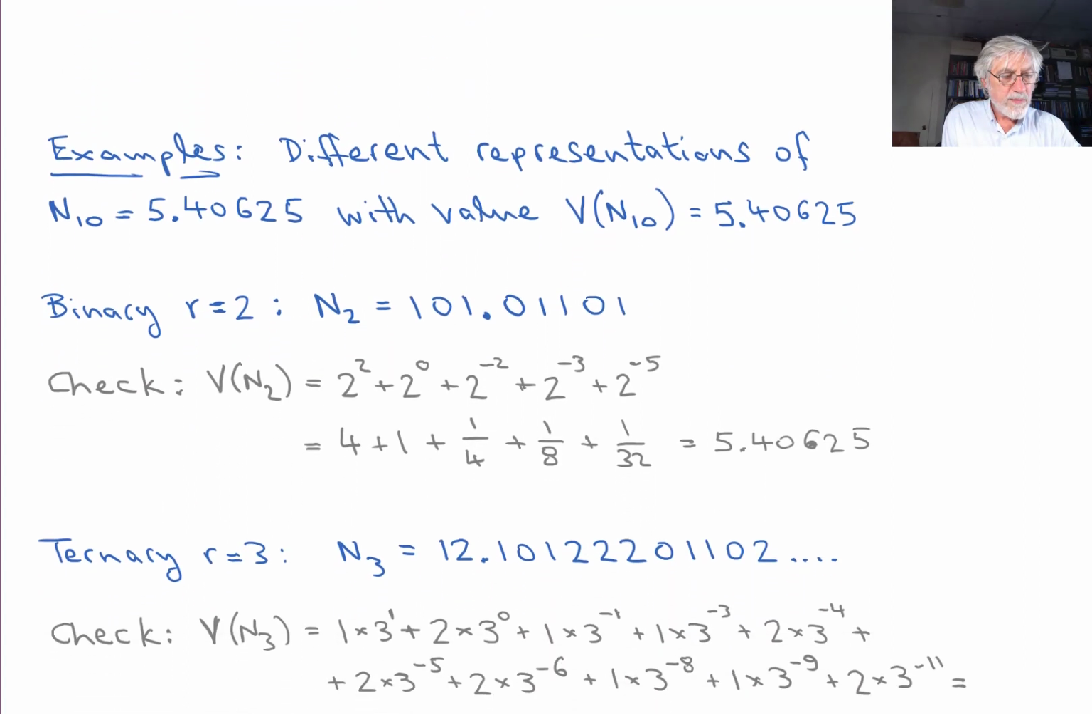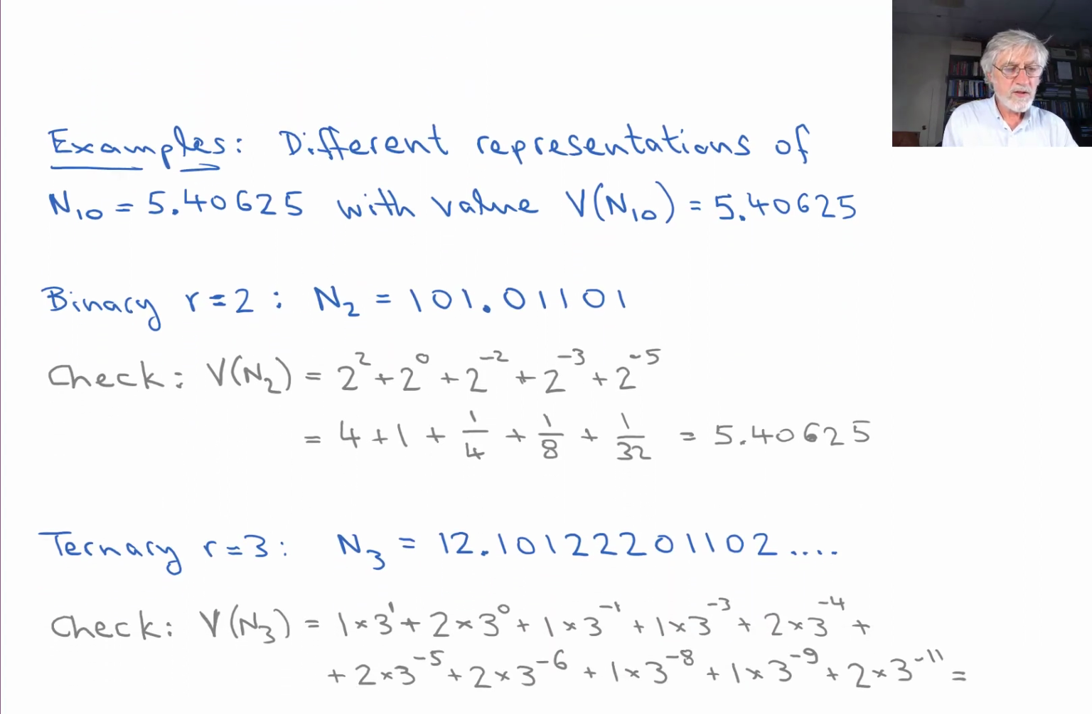Let's look at some examples, different representations of the decimal number n sub 10, 5.40625. And of course, because we are looking at the value in decimal, that would be equal to 5.40625. So if we want to represent this in binary with r equal to 2, a radix equal to 2, then it turns out that this number, n sub 2, has representation 101, and then comes the binary point, 01101.